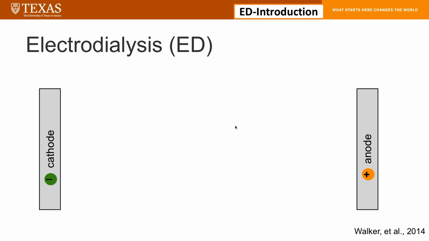So let's talk about the electrodialysis first. Electrodialysis consists of a cathode and anode.